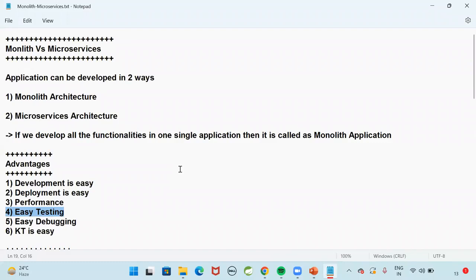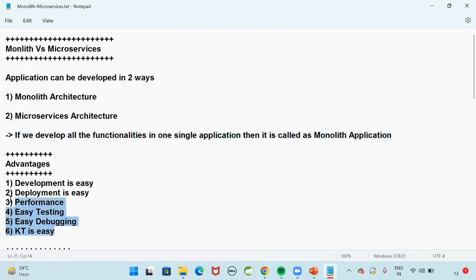Client may have 100 requirements, client may have 200 requirements. For all those requirements, we are going to create one project. That project we call it as monolith architecture. Application can be developed in two ways. One is by using monolith architecture. Second one is by using microservices architecture. If we develop all the functionalities in one single application, then it is called as monolith architecture.